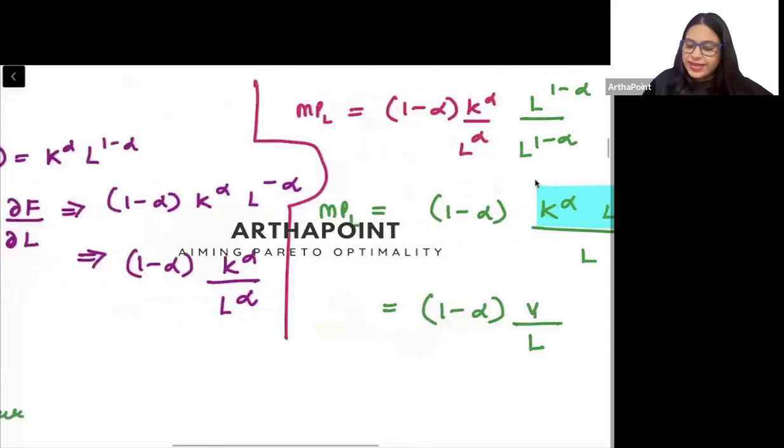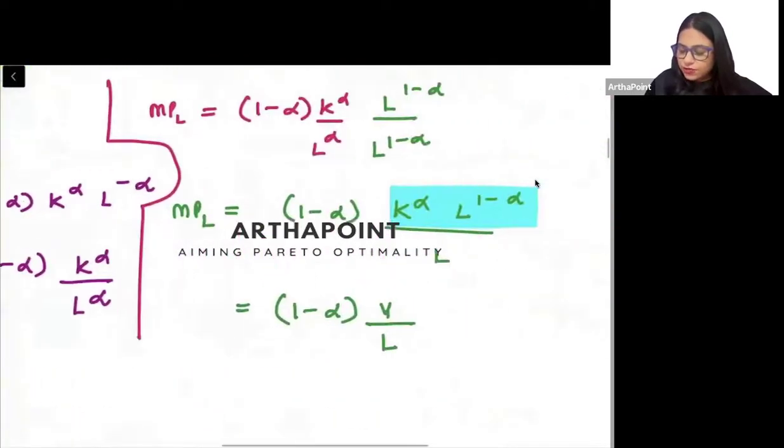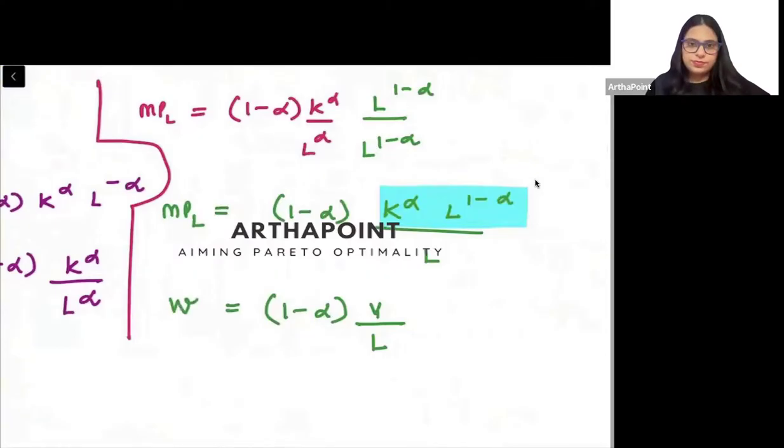And we know that where my profit was getting maximized, the marginal product of labor was equal to W. So instead of marginal product of labor, I will put W.